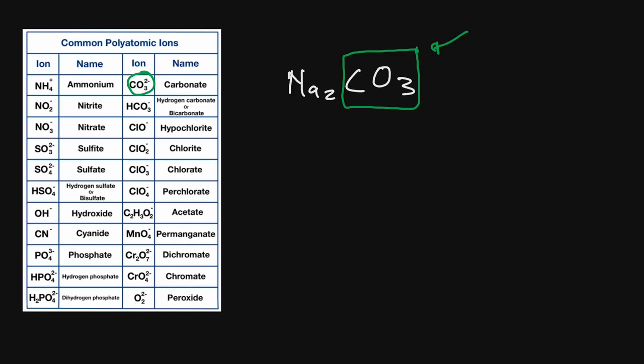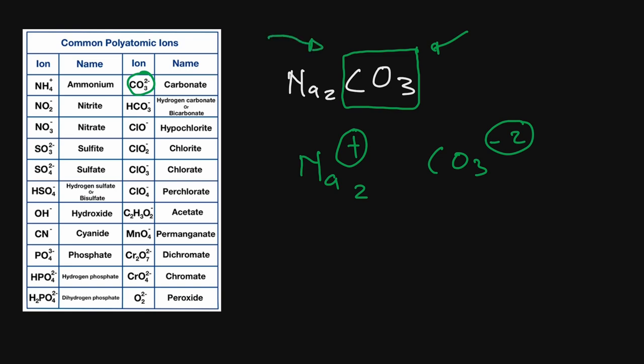Now, the charge of CO3 is -2. But remember, sodium is in group number 1, so it has a positive charge of 1. To balance the charges, we need 2 sodiums so that we can have a +2 and a -2. That is why when sodium and this carbonate combine, they form a compound.